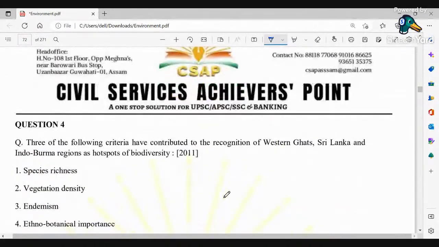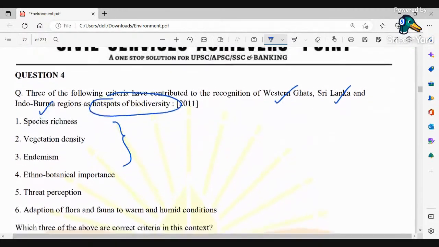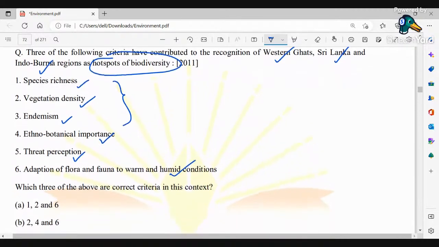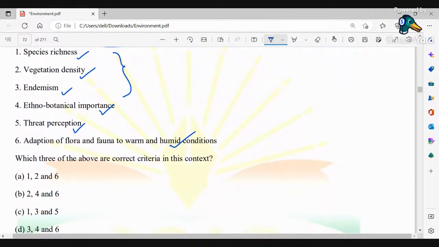Question number 4. Three of the following criteria have contributed to the recognition of Western Ghats, Sri Lanka, and Indo-Burma regions as hotspots of biodiversity. So, what are these options? First option, species richness, vegetation density, endemism, ethnobotanical importance, threat perceptions, adaptation of flora and fauna to warm and humid conditions. So, amongst all, what could you see as the correct option?